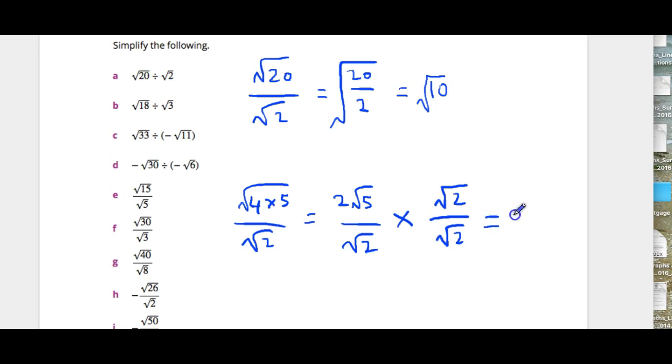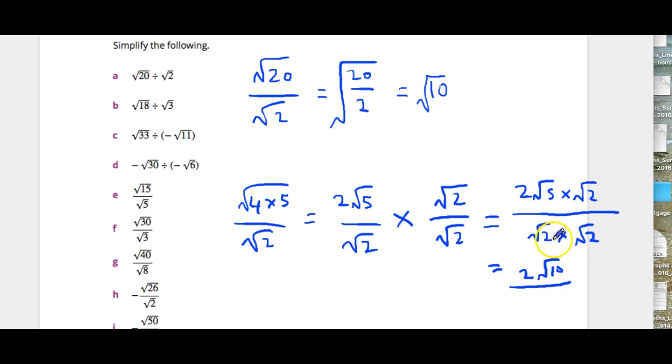Okay, so on the top I have 2 root 5 times root 2. So when you're multiplying fractions, you multiply your numerators, and then on the bottom we multiply the denominators. So 5 times 2 is 10, so I've got 2 root 10. And on the bottom, 2 times 2 is 4, so the square root of 4. And I'm running out of room, but that's all right because I'm going to fit it in. Square root of 4 is 2. So those 2's cancel out, and I'm left with the square root of 10, which is what we got here. So you can see either way will get you the answer, but you can see this is a much quicker way.